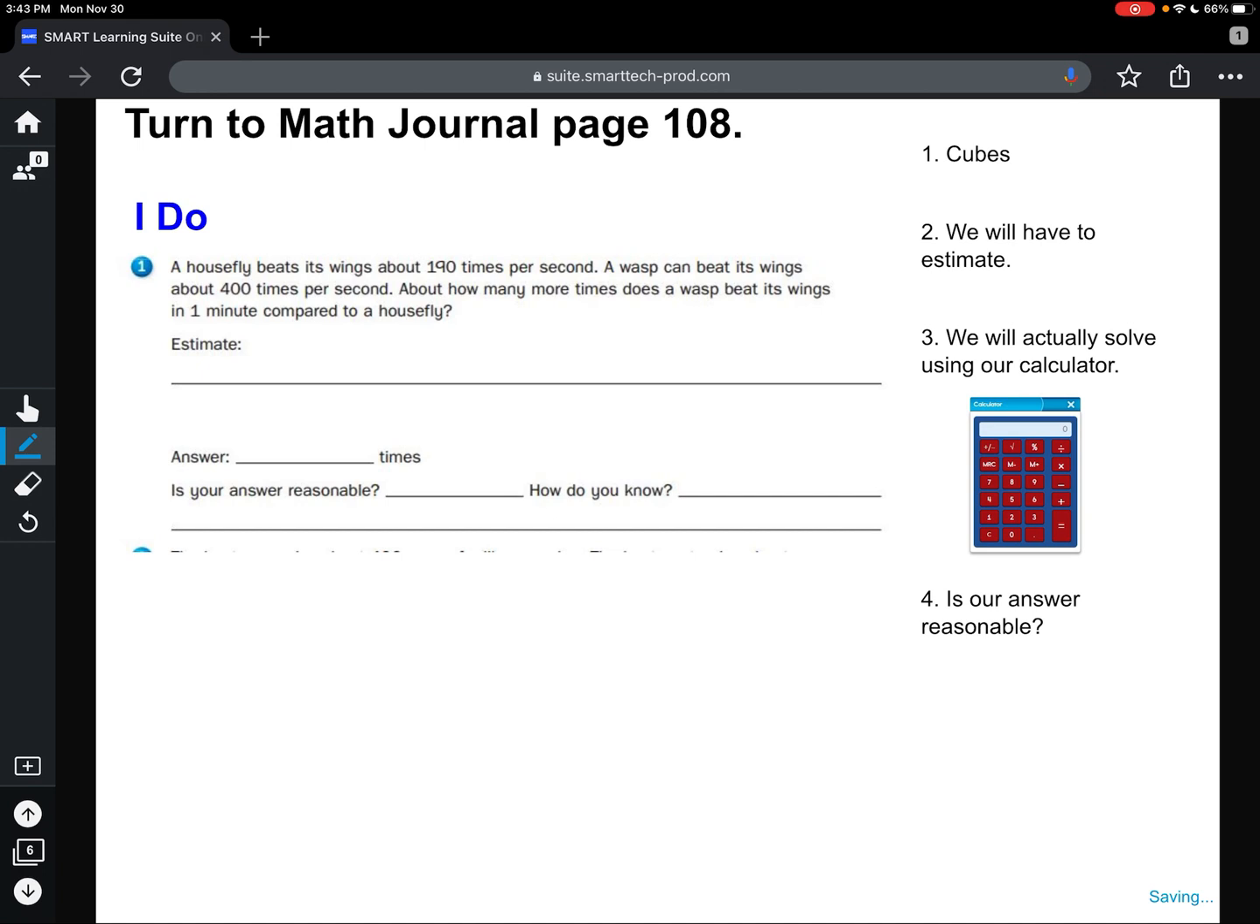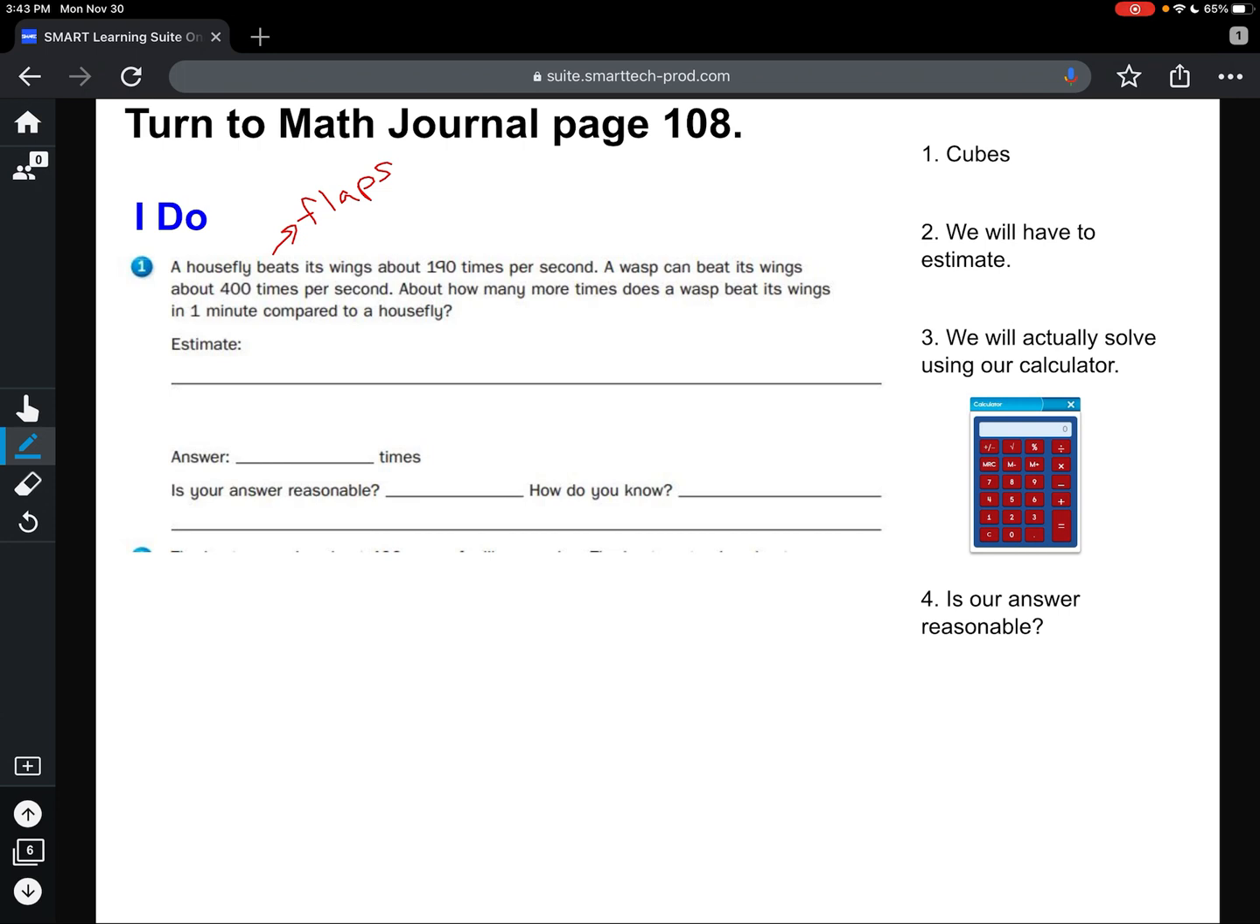Okay, so we know we're talking about bugs that fly. We're comparing a housefly and how many times it beats or flaps its wings. Beats is a synonym for flap. So how many times does a housefly flap its wings compared to how many times does a wasp flap its wings? So let's do cubes.